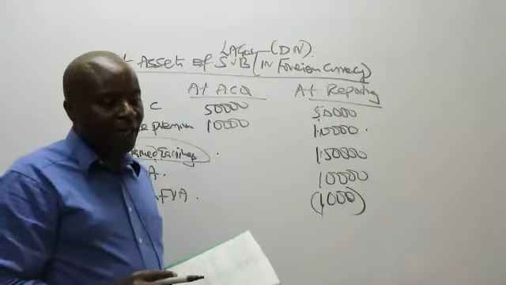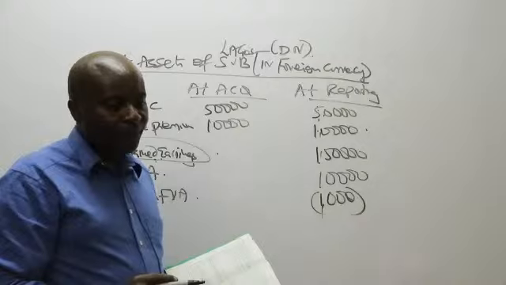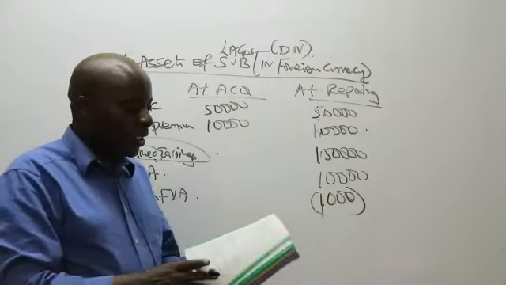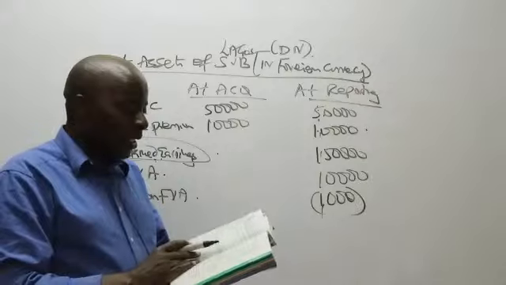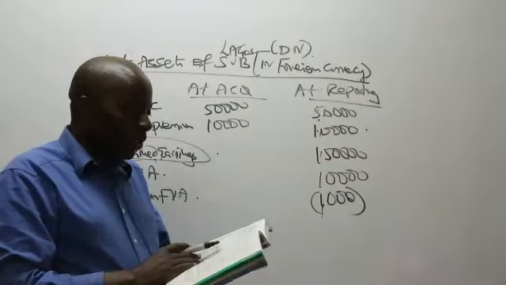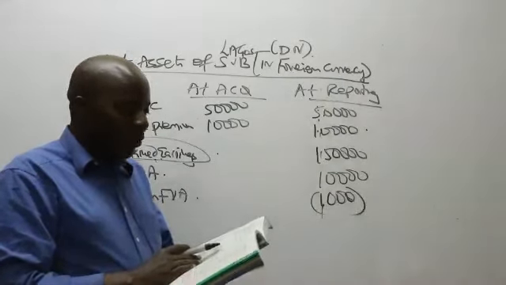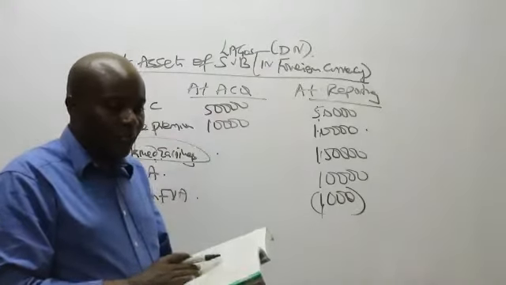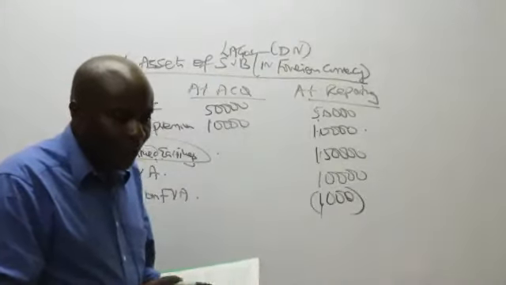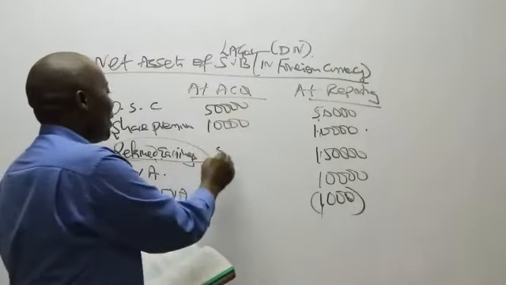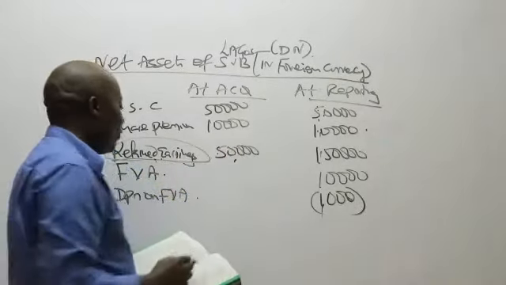Are you able to see the retained earnings at acquisition? It's in a particular note there. It's note number one, when the retained earnings were 50,000. So retained earnings here at acquisition were 50,000.